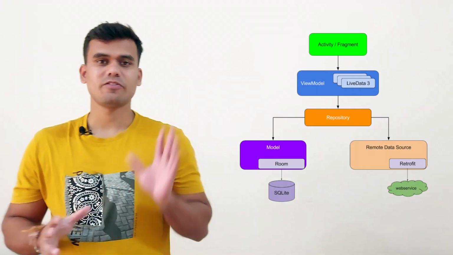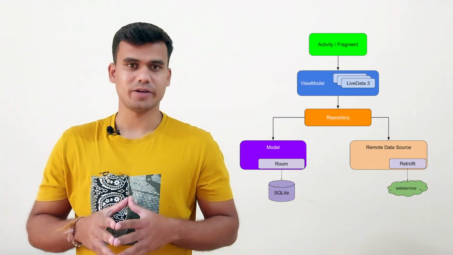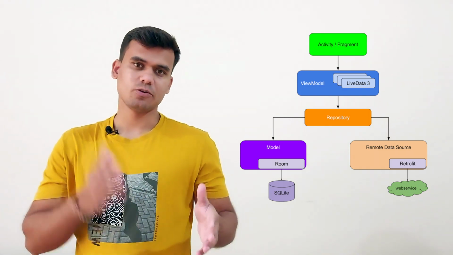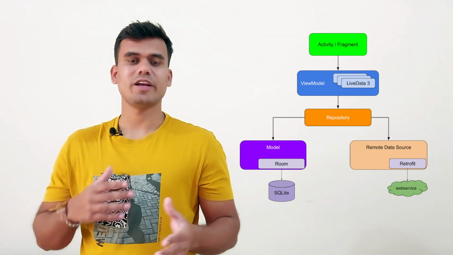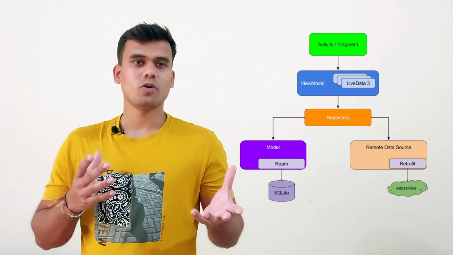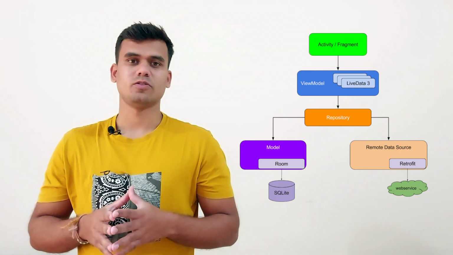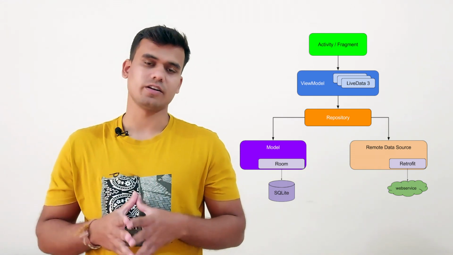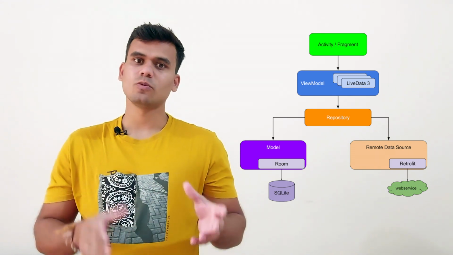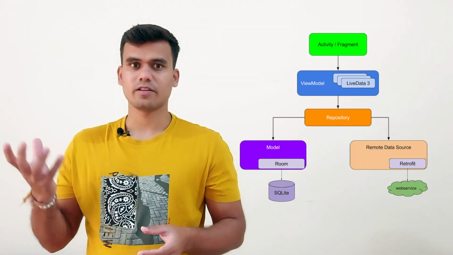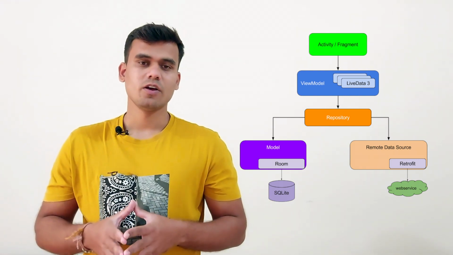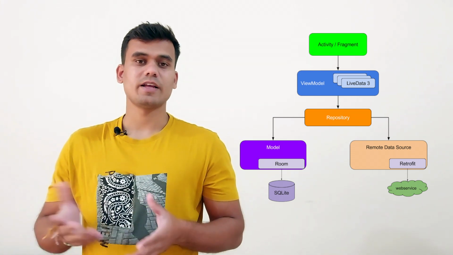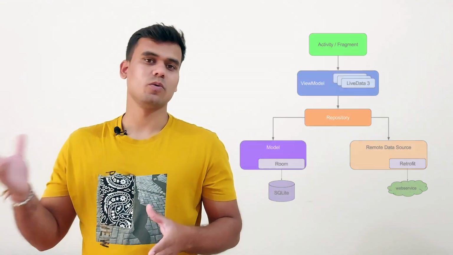In our diagram, there are 5 components. First is activity or a fragment, which is our UI. Our UI is linked to the view model. View model is a class where we execute the business logic. View model is connected to the repository. Repository is a class from which we get the data. Our repository is connected to two data sources. First is local and another is remote. Local can be any DB or anything stored locally on the mobile device, and the remote is our APIs with which we fetch the data from a remote server.